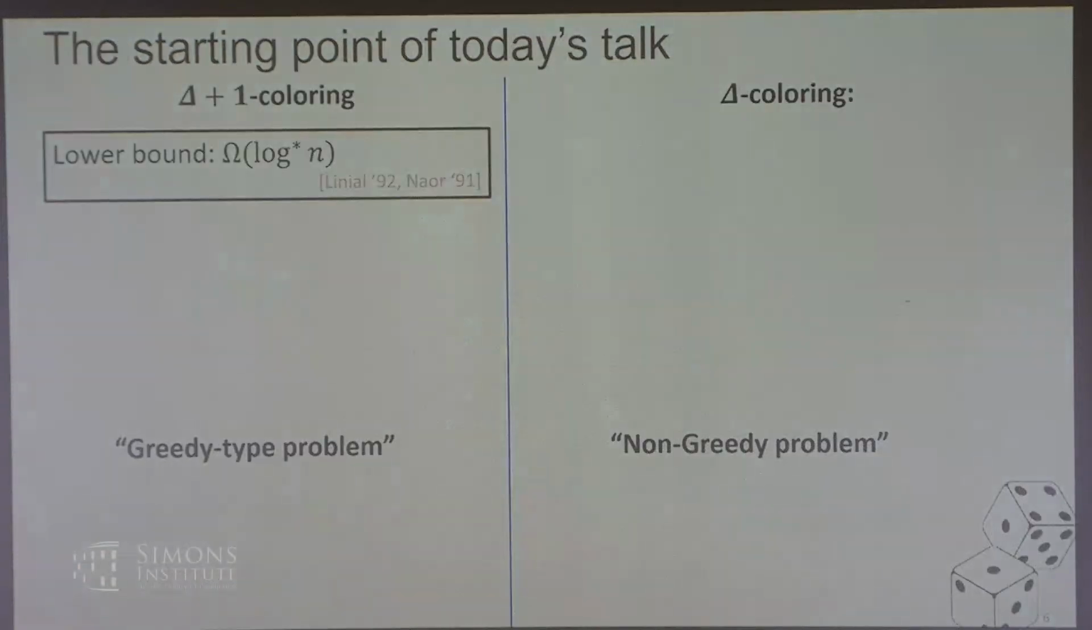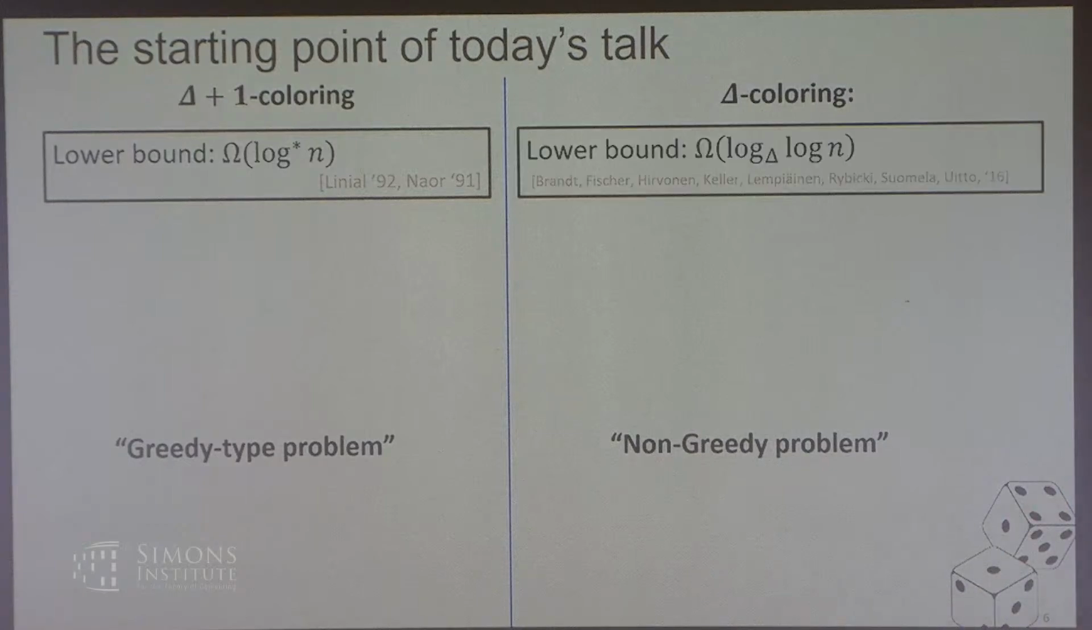So what's known about these two problems, delta plus 1 coloring and delta coloring? Delta plus 1 coloring has a lower bound of log star n. This is basically the paper that started this whole area. And I'm only talking about randomized algorithms here. And delta coloring is much harder. It actually has a log n lower bound.